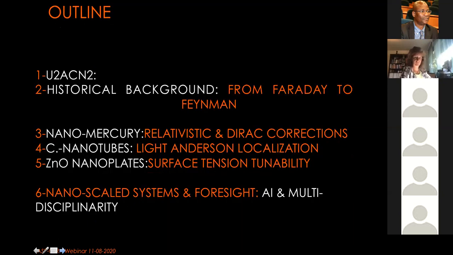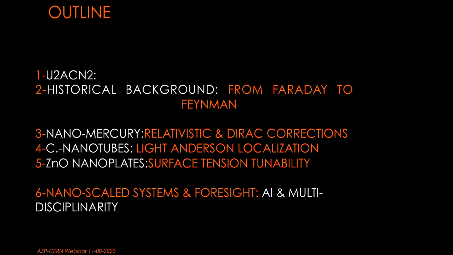The outline of my talk today is split into six components. The first one, I will just give an overview about the U2ACN2. And after, a short summary on the historical background of the nanosciences, from where we came to where we are heading. And certainly you would guess that artificial intelligence is, or the nano is, a part of it. And after, I will highlight the beauty of the field of nanosciences with some typical examples whereby quantum mechanics at room temperature can be observed and tested. And at the end, if you allow me, I would like to share with you some of my views about the future of nanosciences and nanotechnology.